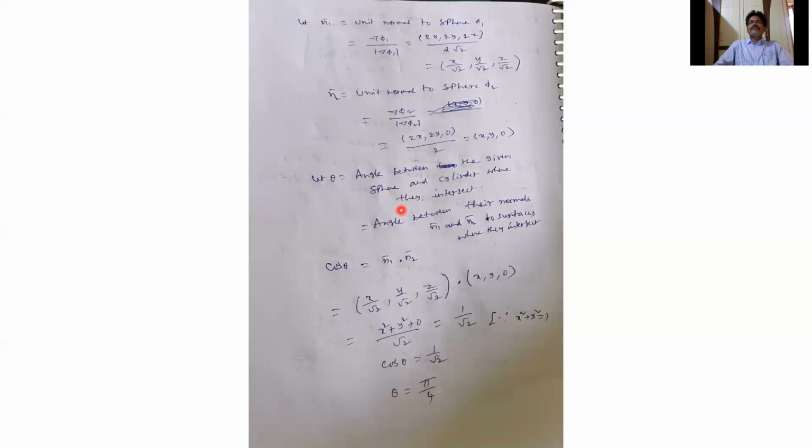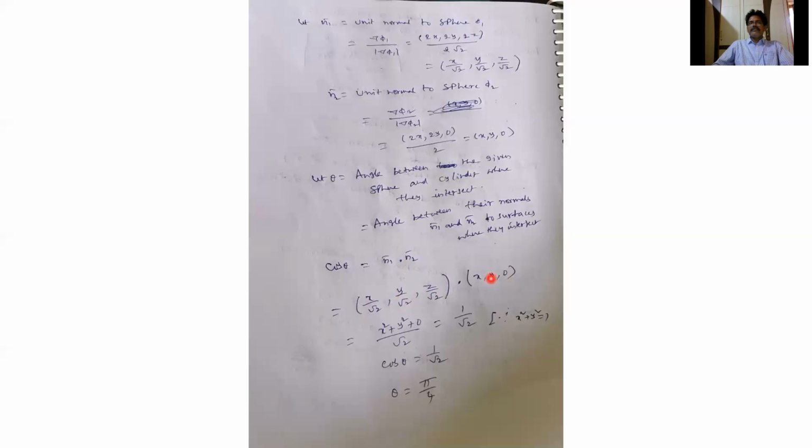We know that. So these are the unit vectors. So cos theta is given by n1 dot n2. Actually, if we have two vectors, it is a bar dot b bar by mod a bar mod b bar, but here these two are unit vectors, mod n1 bar is 1 and mod n2 bar is 1. That's why cos theta is equal to n1 bar dot n2 bar. So here n1 bar is (x by root 2, y by root 2, z by root 2), and n2 bar is (x, y, 0).